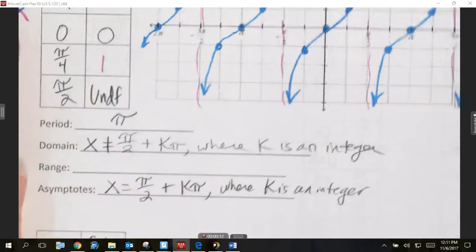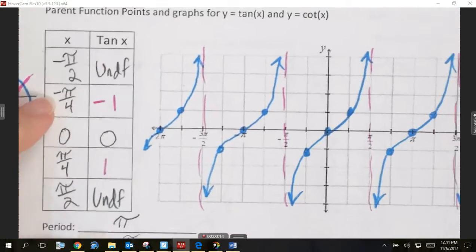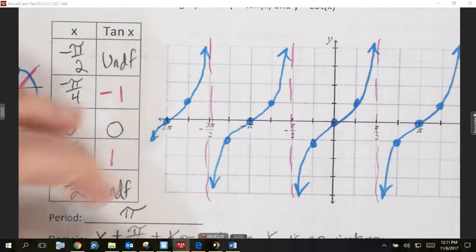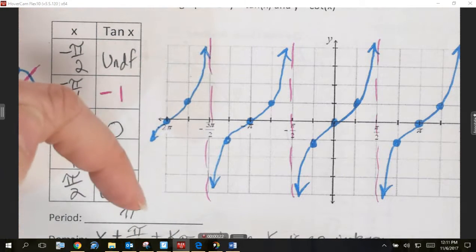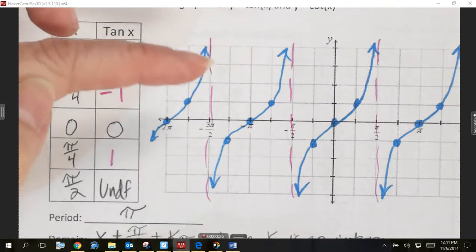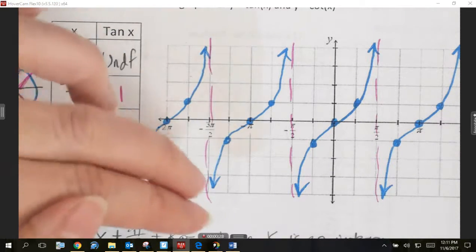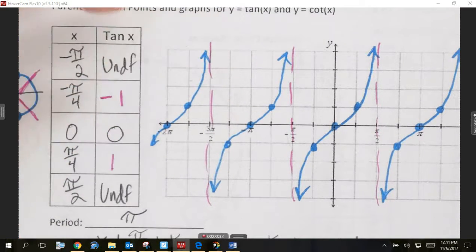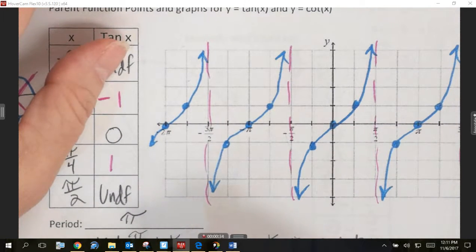Alright. Back to the parent function of tangent. We are on range. So the range would be all the way to the bottom to all the way to the top. How low does it go? Negative infinity all the way up to positive infinity. But does it skip over something like cosecant skipped over stuff? It does not. So it is negative infinity to positive infinity.